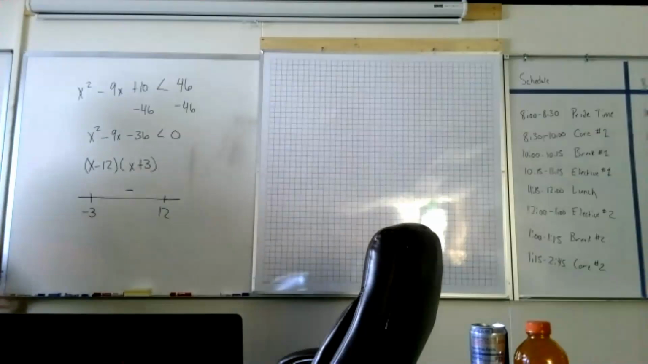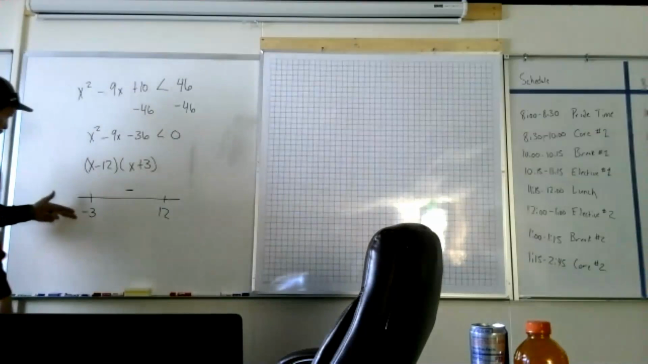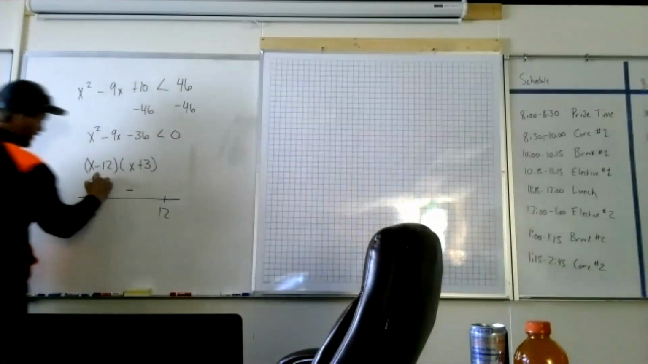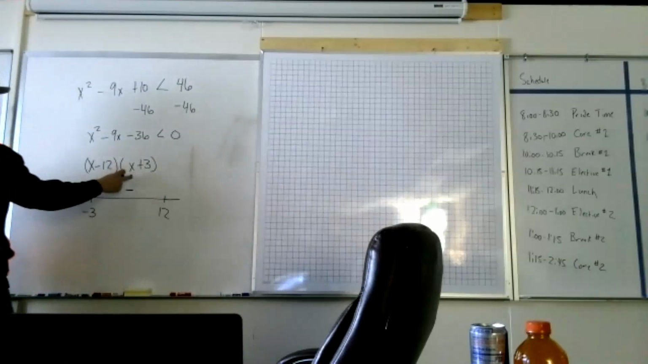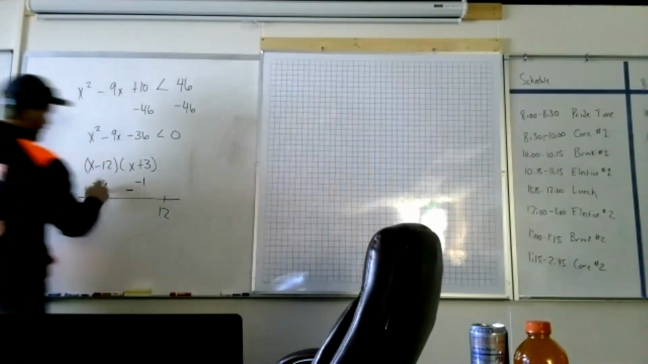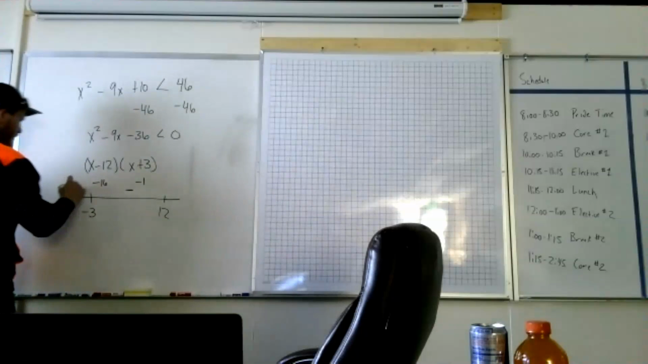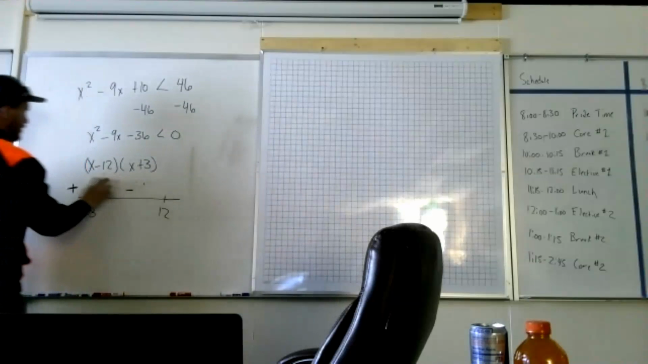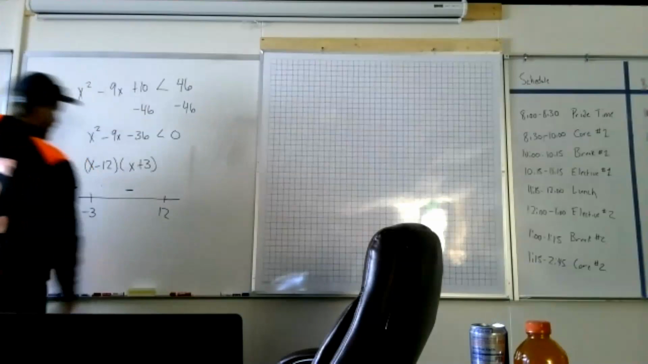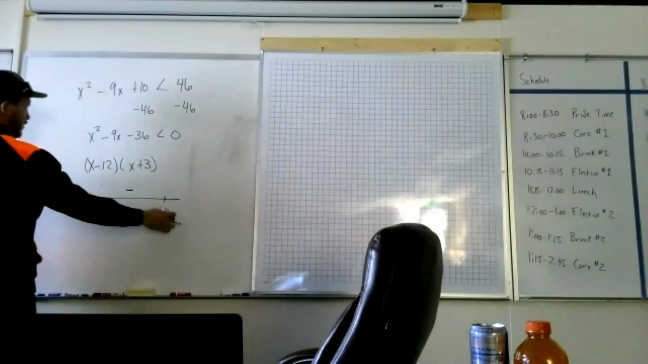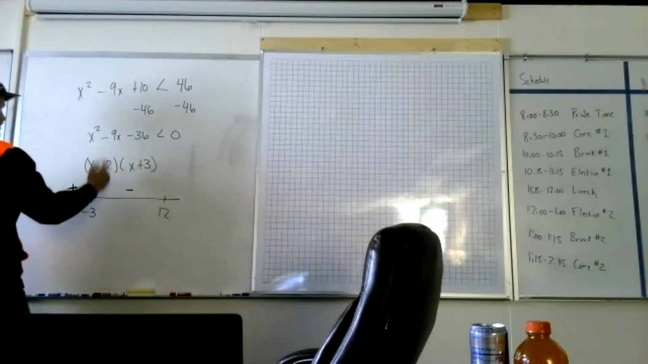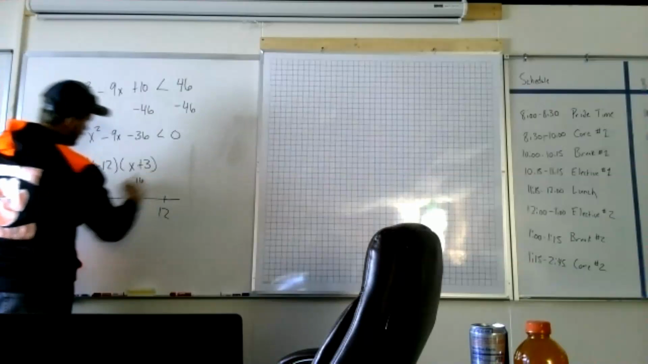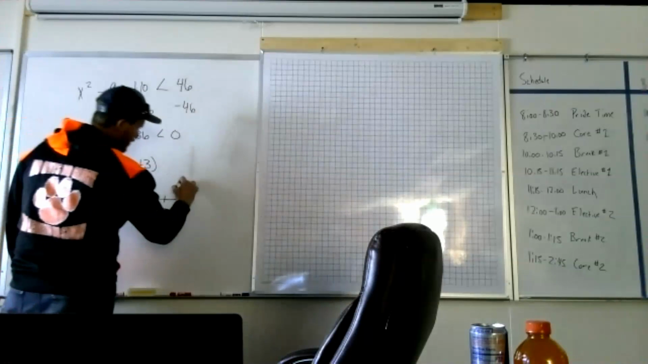If I plug in negative 4 for my left side, because on a number line, negative 4 is to the left of negative 3. Negative 4 minus 12 is negative 16. Negative 4 plus 3 is a negative 1. Negative 16 times negative 1 gives me a positive 16. And then if I plug in 13, 13 minus 12 is 1. 13 plus 3 is 16. 1 times 16 is a positive 16.